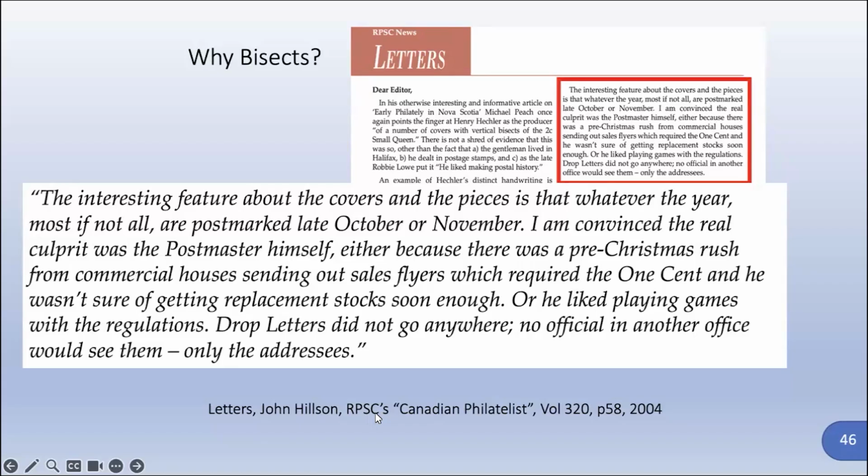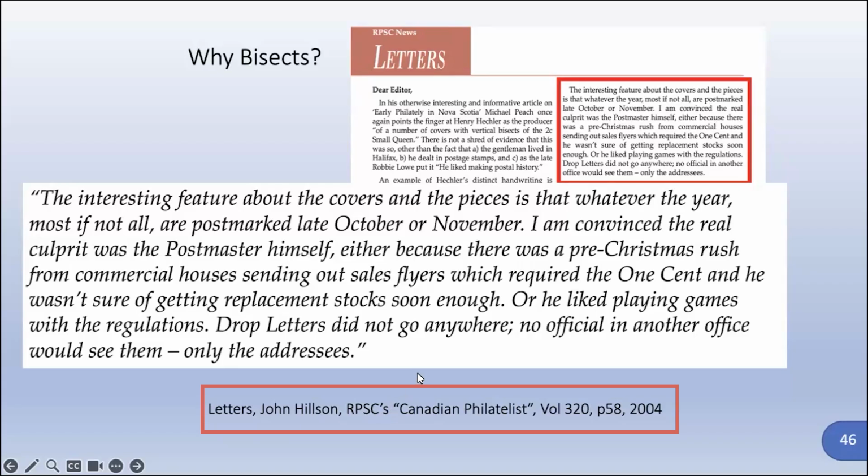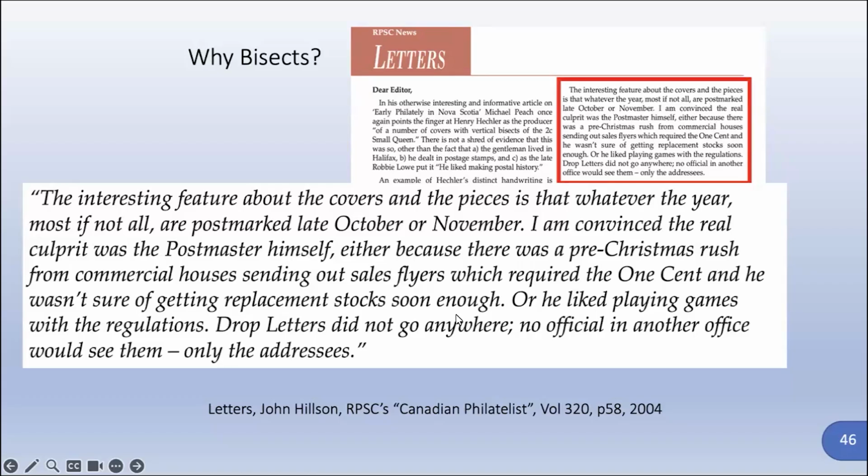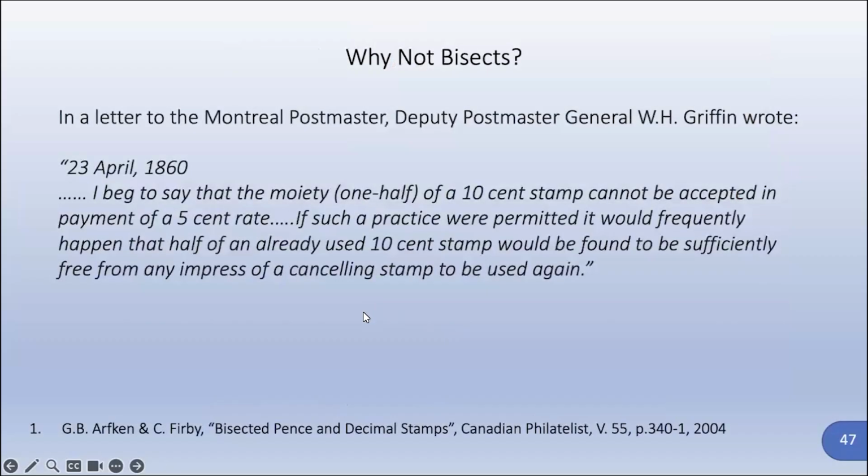So this was John Hilson's suggestion as to why we even had bisects. Why not bisects? Well, the Deputy Postmaster General Griffin said in 1860, "I beg to say that the moiety, meaning 1/2, of a 10-cent stamp cannot be accepted in payment of a 5-cent rate.